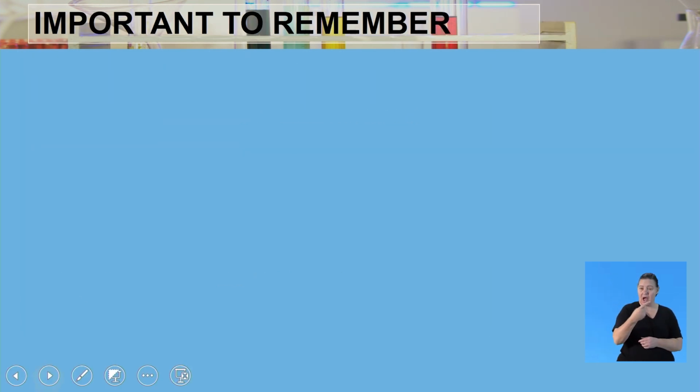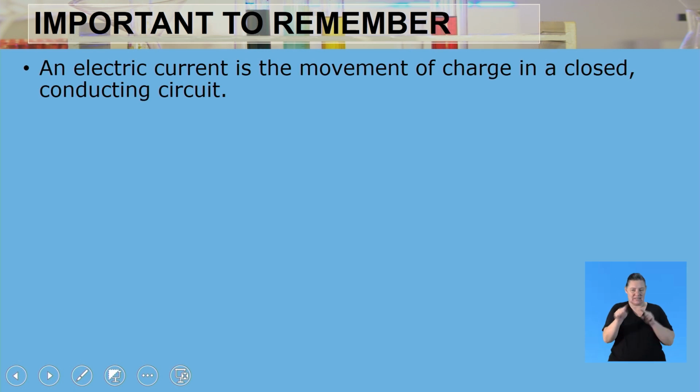However, what I want you to take away from this lesson, the very important things that I want you to always remember when reflecting, when thinking about this lesson is the following. Number one, an electric current is the movement of charge in a closed conducting circuit. So electric current, that's now the movement of charge in a closed conducting circuit.